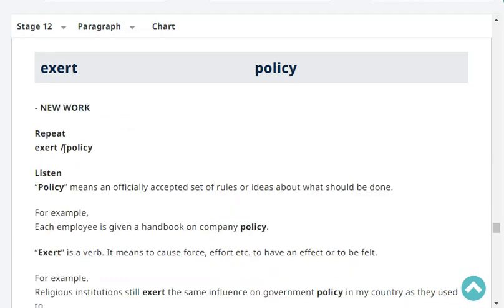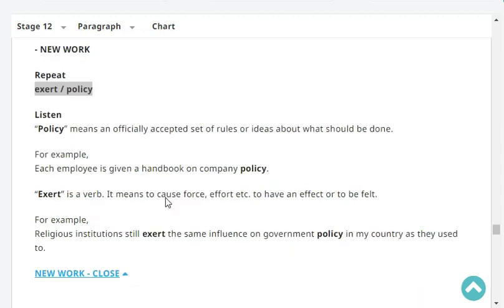Very good. Next word, exert. Policy. Okay, listen. Policy means an officially accepted set of ideas about what should be done. For example, each employee is given a handbook on company policy. Exert is a verb. It means to use force, effort, etc. to have an effect or to be felt.